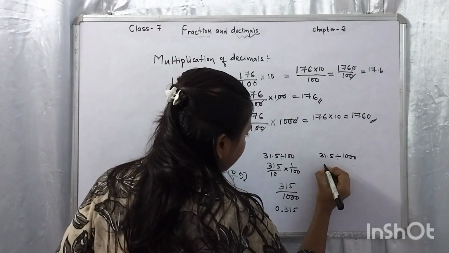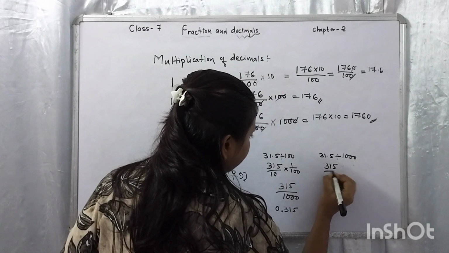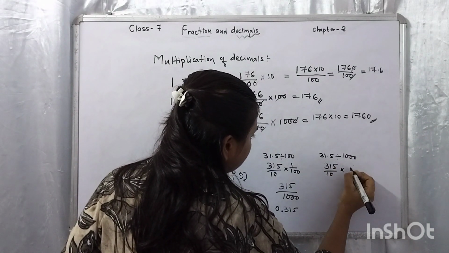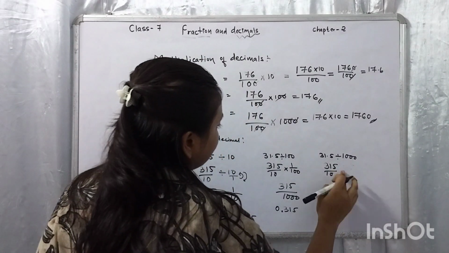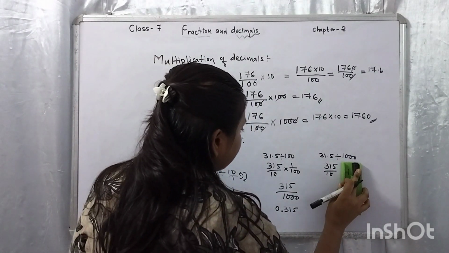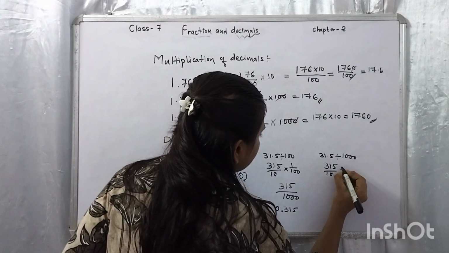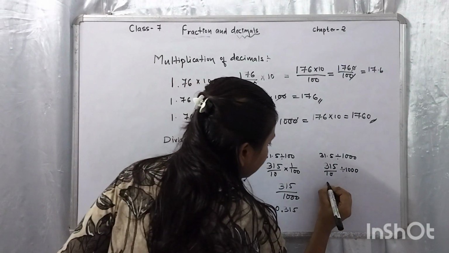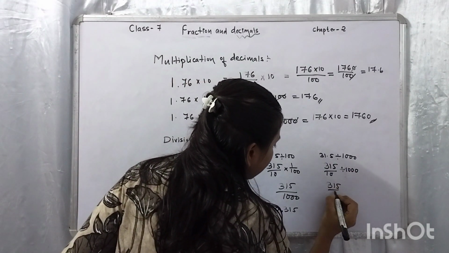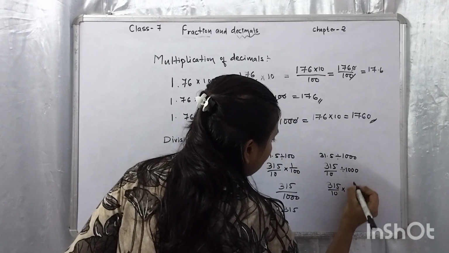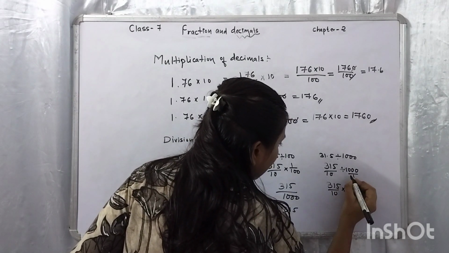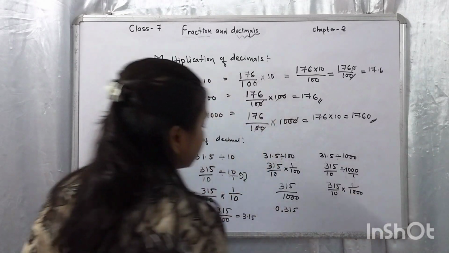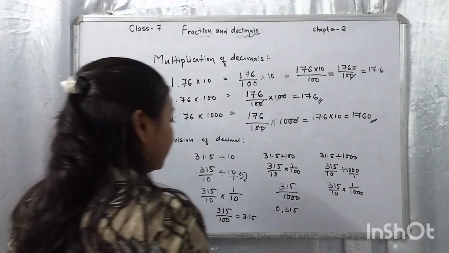Moving on to another number, that is 315 by 10. Let me not skip any of these points because this is very important. 315 by 10 into, now we will reciprocate as we have assumed 1 in the denominator. So now after reciprocating, this will be our number.